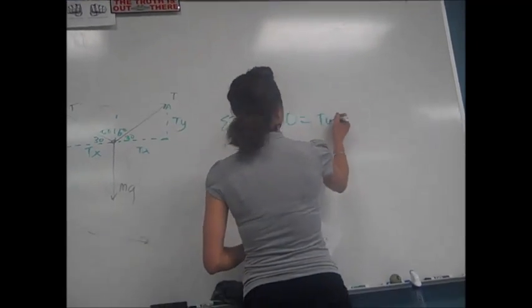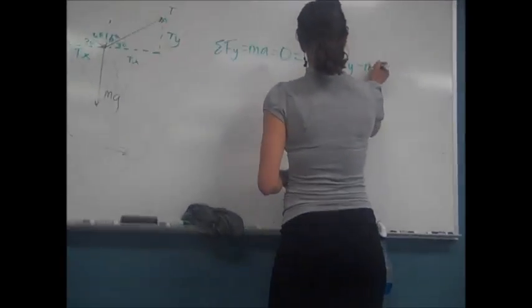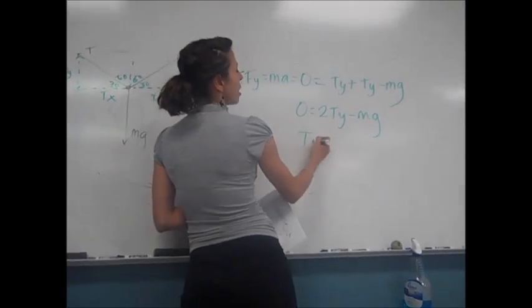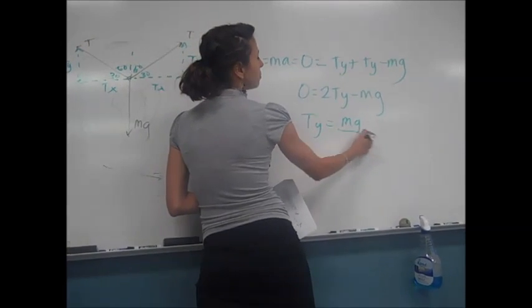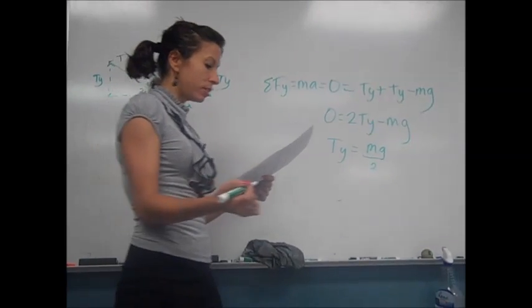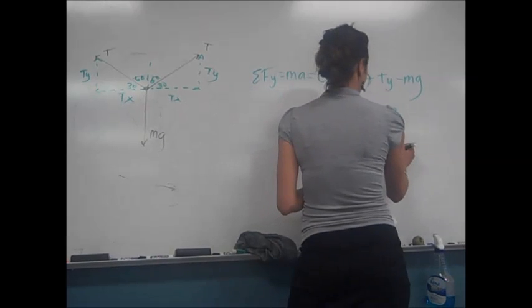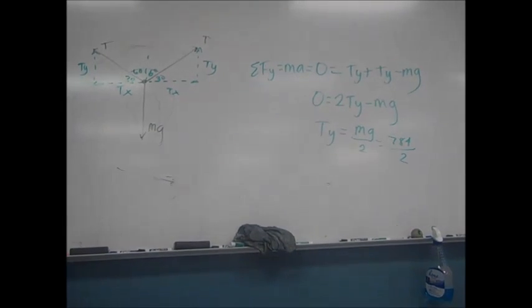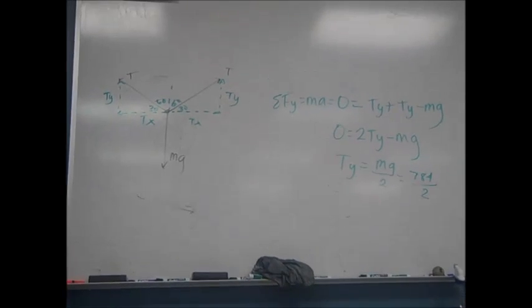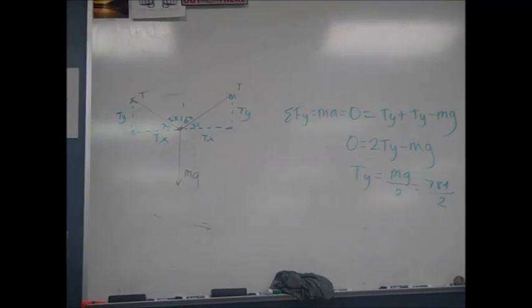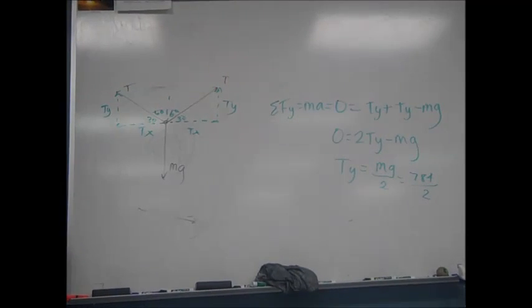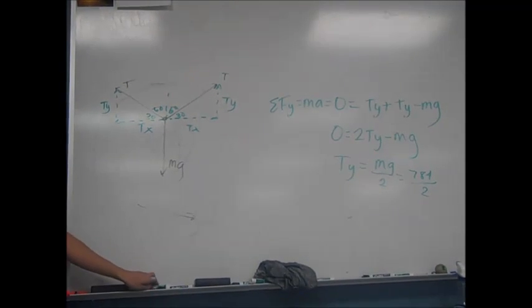Then you do ty plus ty minus mg. Because the two ty's are the same, 0 equals 2 ty minus mg. So ty is mg over 2, which is 784 over 2. Okay. Then, that's not the answer, right? The answer is what is the tension. So if I have the y component and I have the angle, I can figure out what the tension is, right? So using which trig function?